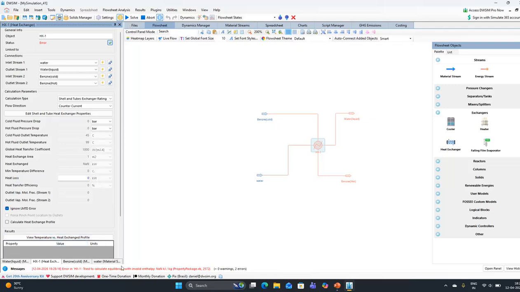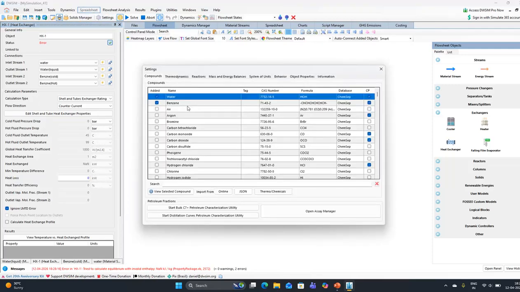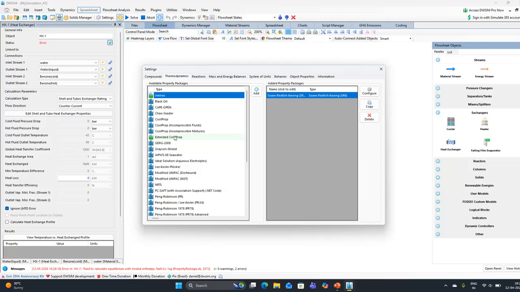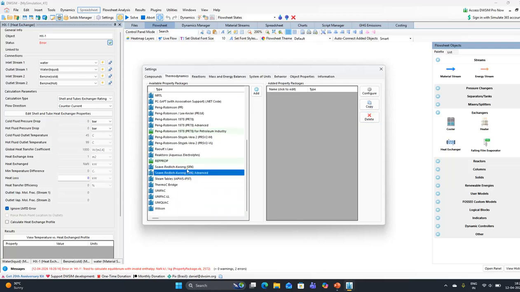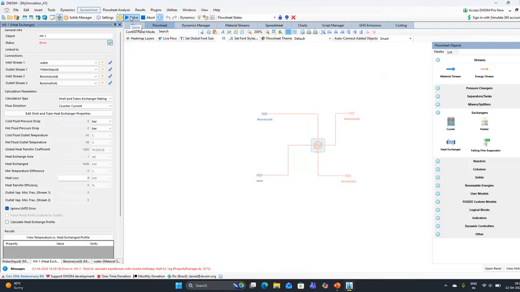Okay, it is talking about the property package. I think we have selected a wrong property package, so I will change it. I will go to the thermodynamics from settings, remove this, and now I will use SRK Advanced. Now I will just say please.